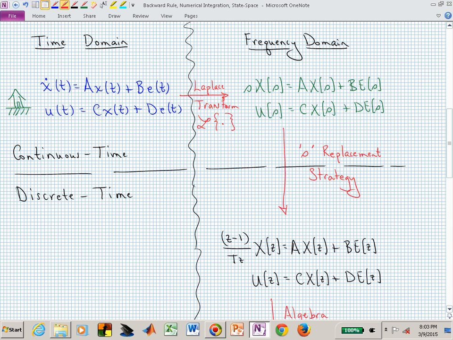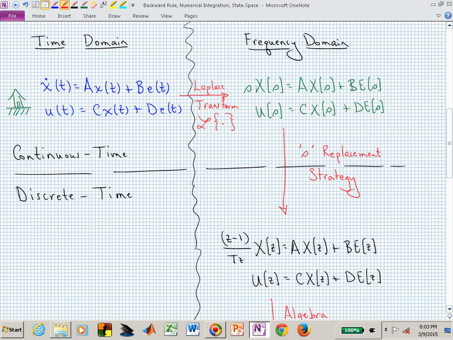That allows us now to have this S variable floating around, and capital X of S and capital E of S, those are really just variables. The argument is not so important. It's just a label. And when we go from continuous time to discrete, we just need another label, and we're calling that a function of Z.